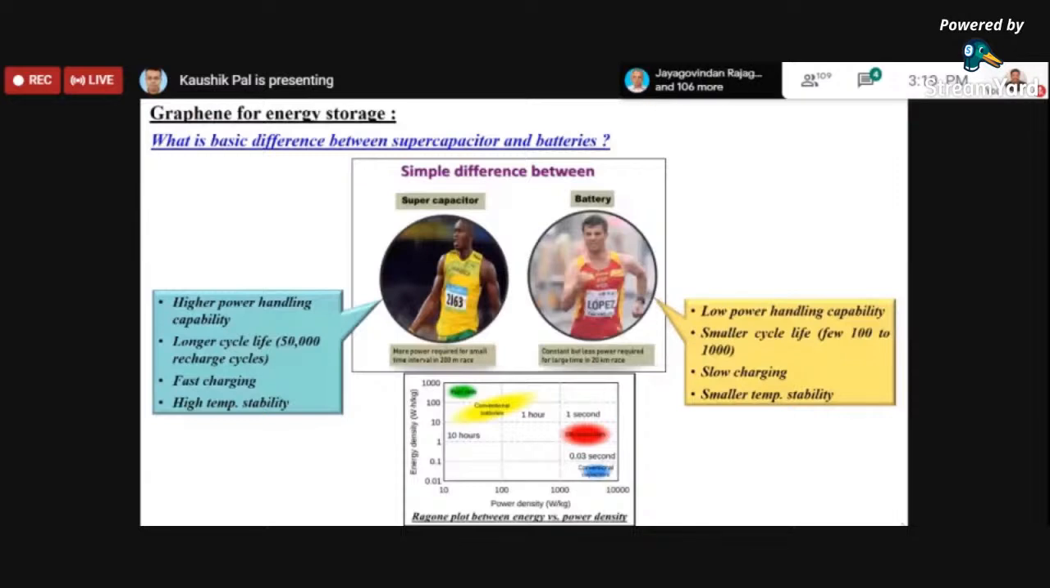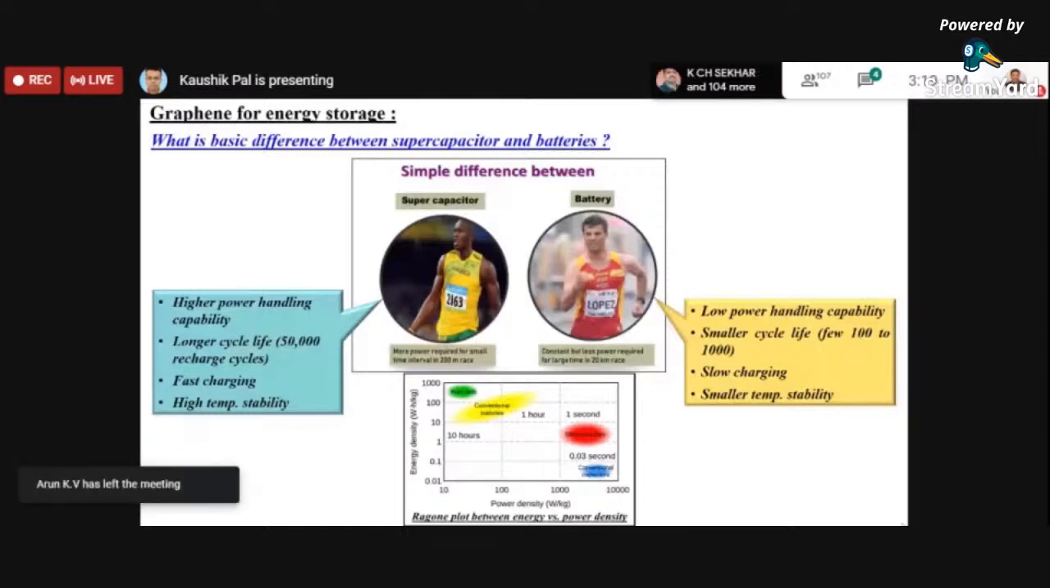But for the supercapacitor, the energy release rate is very fast. So basically low power handling capability, smaller cycle life, a few hundred to 1,000, slow charging, smaller temperature stability. So that is for the battery.